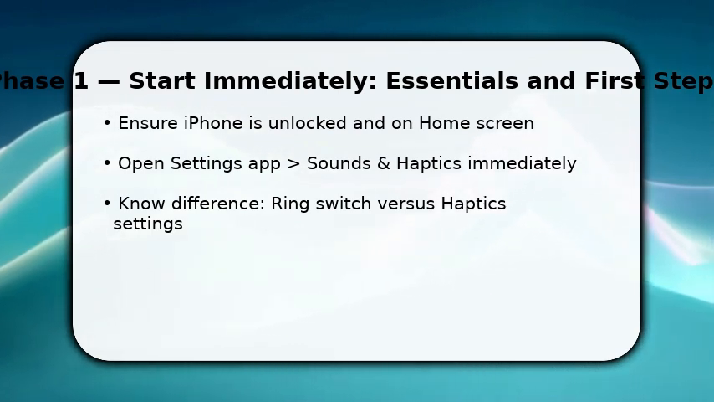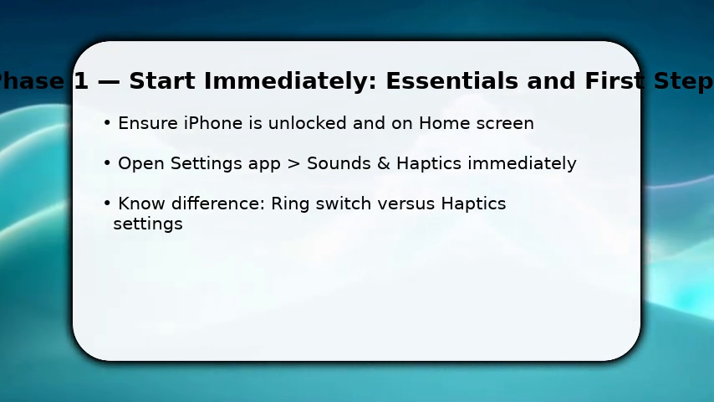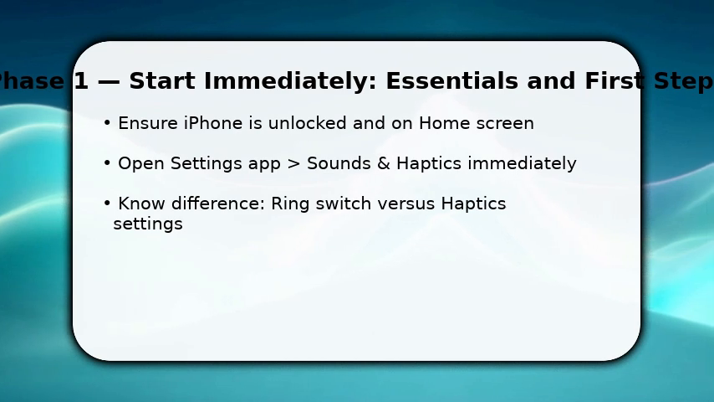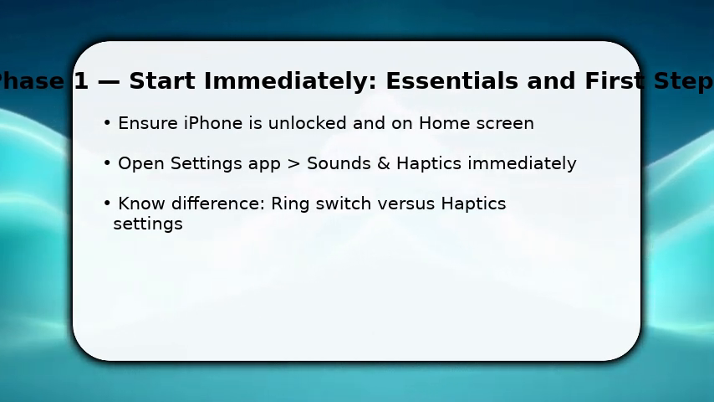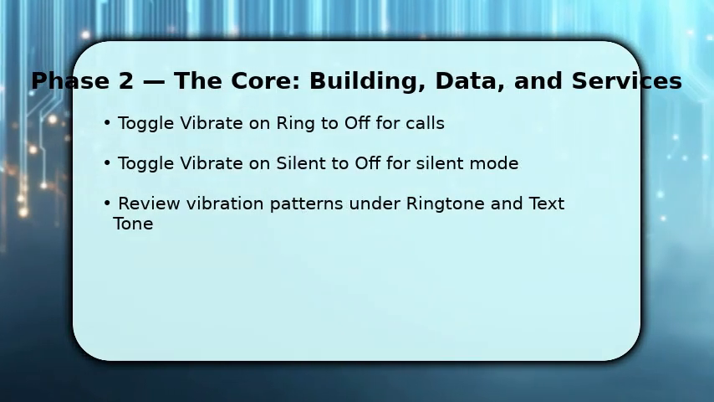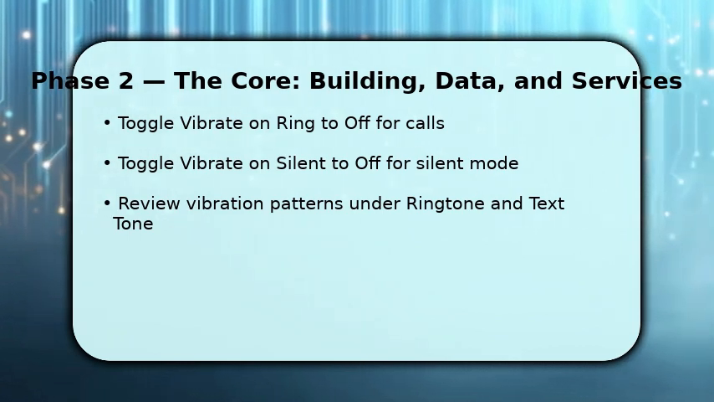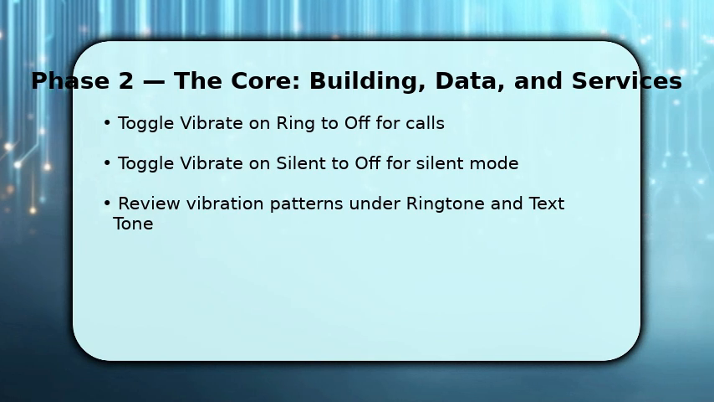Once in Sounds and Haptics, note the ring/silent switch on the side and the vibrate on ring and vibrate on silent toggles. These two toggles determine whether your phone vibrates for calls and notifications. Now you toggle the two main vibration switches off, vibrate on ring and vibrate on silent, so your iPhone stops vibrating for incoming calls in both modes.